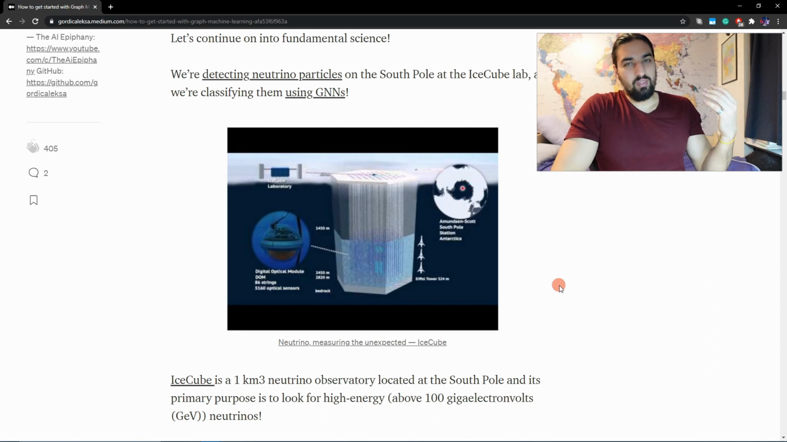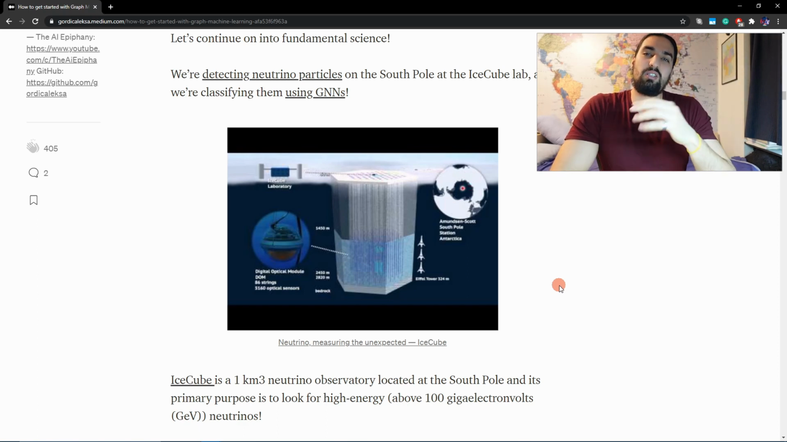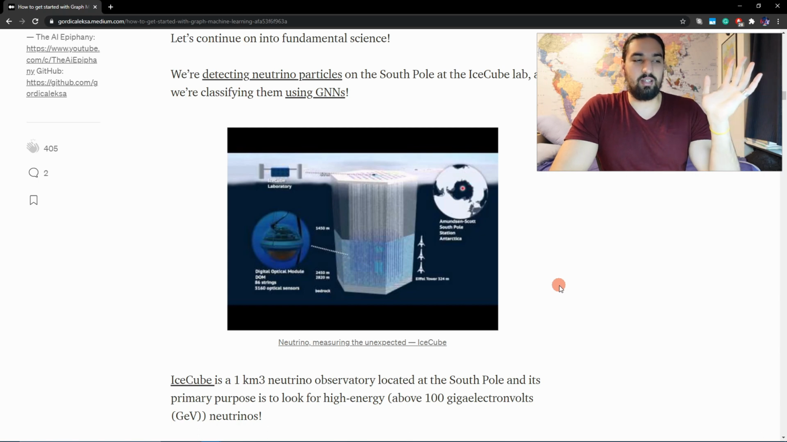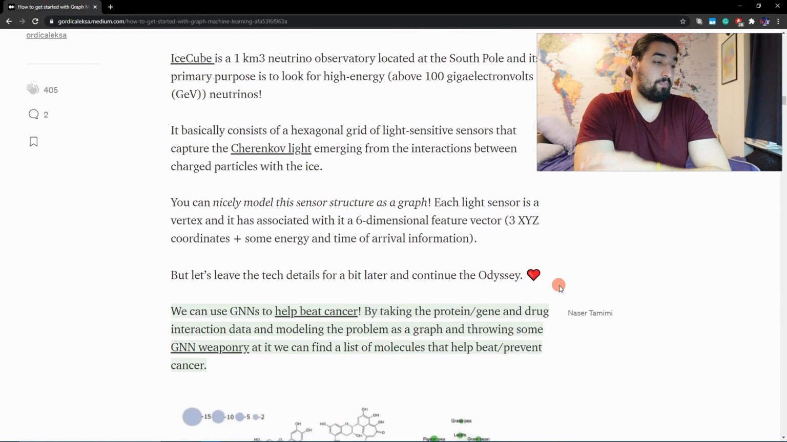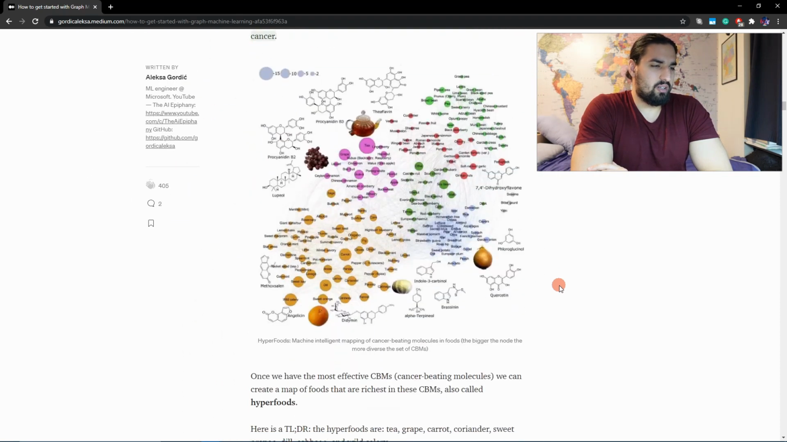So I don't know about you, but this completely blew my mind, because usually you see neural networks applied to images, videos, text, and that's it. And here you can see fundamental science and GNNs being used to solve those problems. Okay, yeah, there are many other apps.